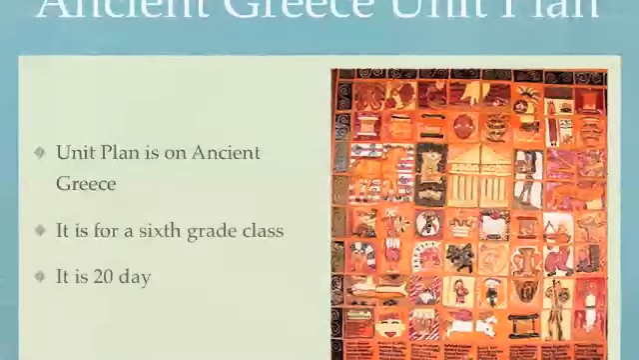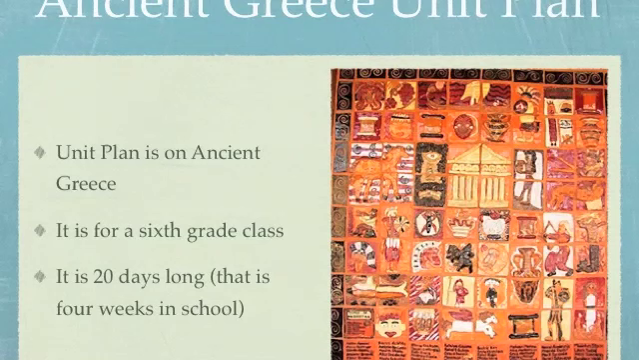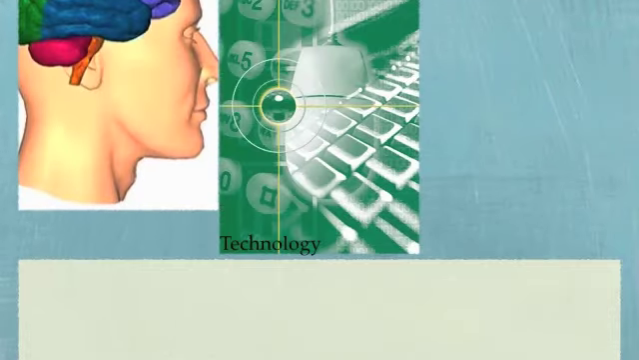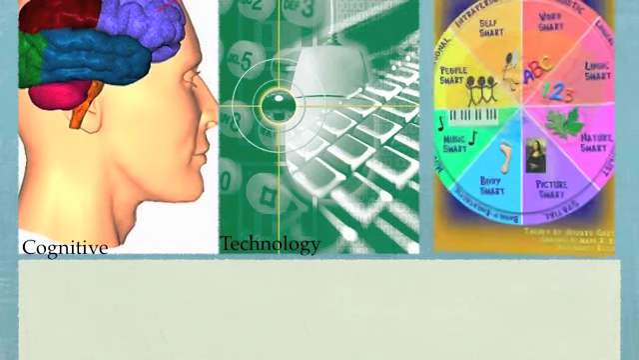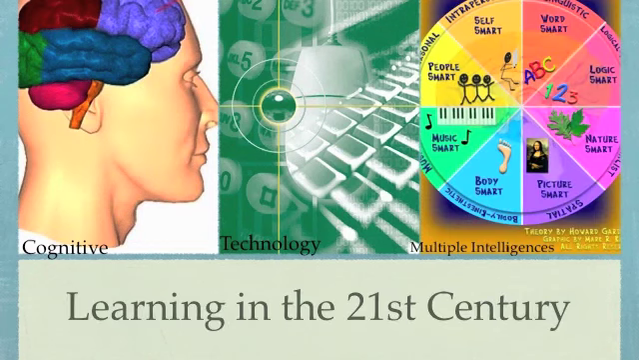This is a unit plan about ancient Greece. It is intended for a 6th grade class, and it's 20 days long, which is about 4 weeks for a school. This unit plan focuses on 3 aspects of learning: the cognitive, technology, and all the multiple intelligences.